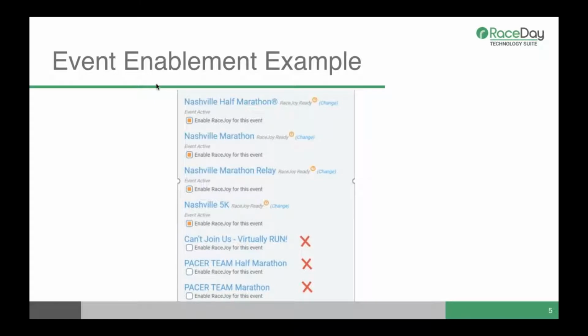In this example, this is a real race that happened last weekend. They had a virtual race, which you don't need to enable, and also a pacer team for the half and for the full marathon. So you can see those events were not enabled.